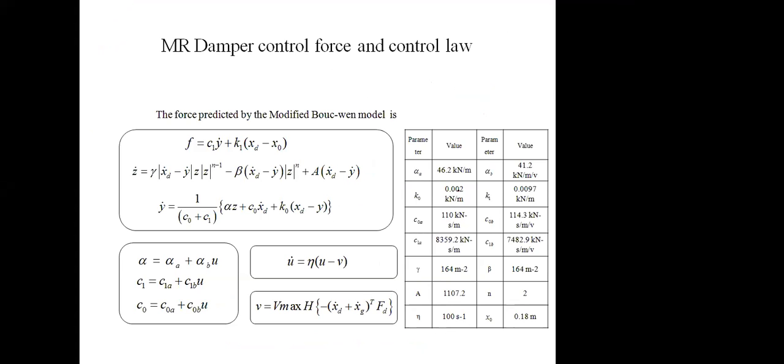The force generation is given by F = C1 ẏ + K1 (xd − x0), where xd is the displacement, x0 is the initial position, C1 is the coefficient of the velocity component, meaning the coefficient of damping, ẏ is the velocity, and this ż and z are calculated.